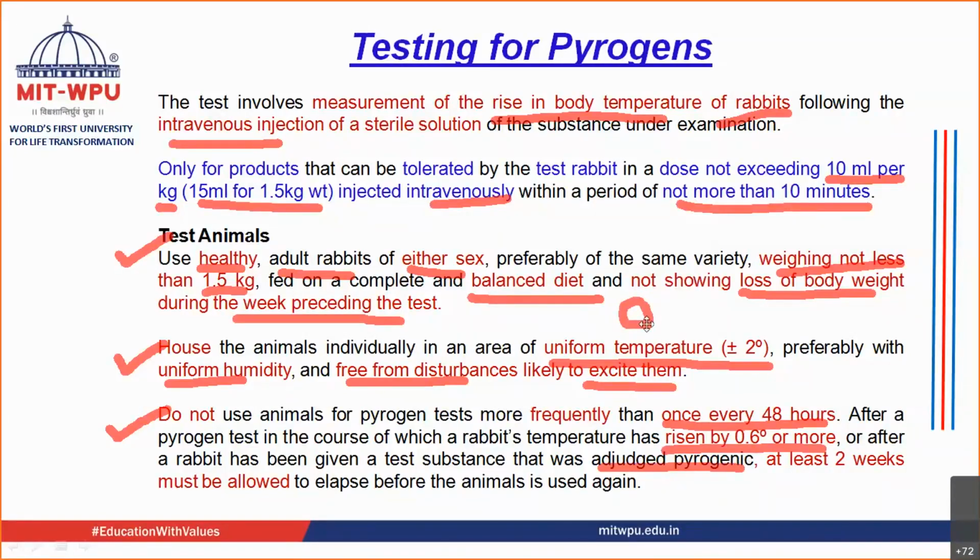Now, such a rabbit, which has already been given a pyrogenic product, should not be used for 2 weeks. Any other normal rabbit should not be used for 48 hours. But a rabbit which was given a pyrogenic product should not be used for about 2 weeks. After 2 weeks, you can again use that rabbit. So this is all regarding the test animal.